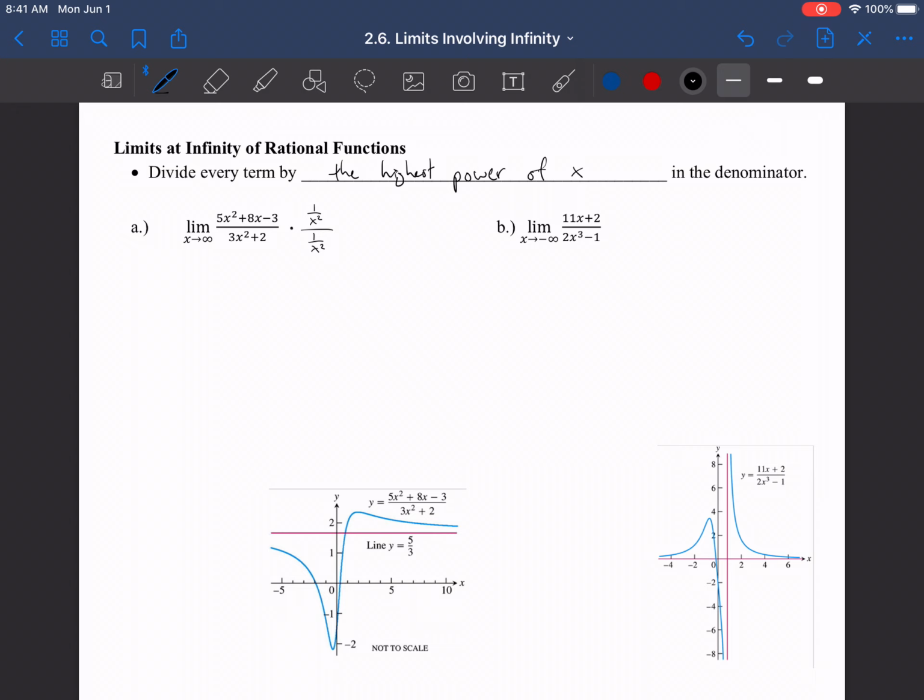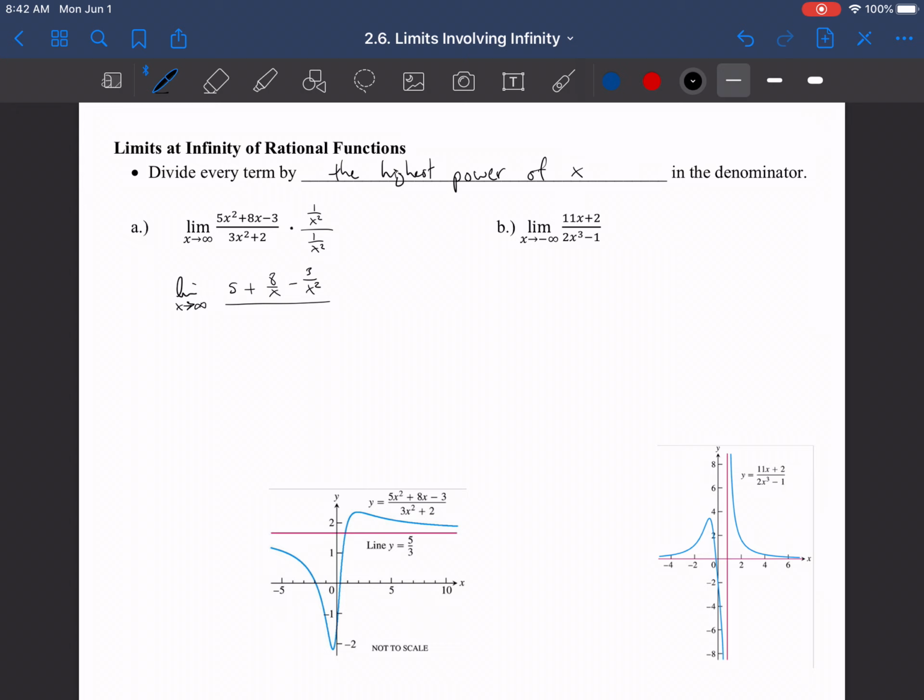And when you do that, what happens is you end up with the limit as x goes to infinity of, now 5x squared divided by x squared is just 5. 8x divided by x squared is just 8 over x. And negative 3 divided by x squared is 3 over x squared.